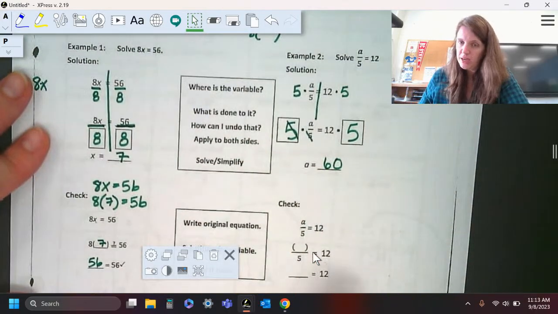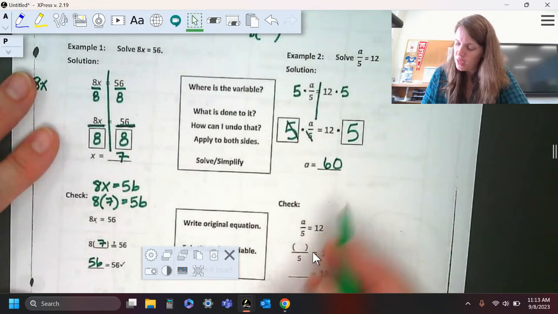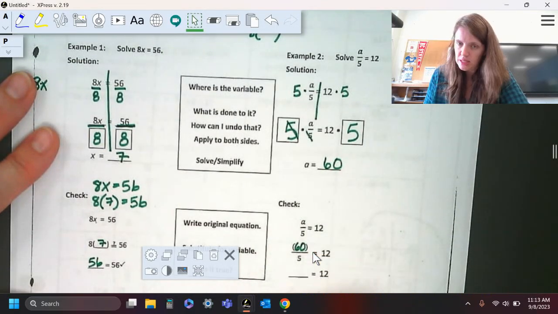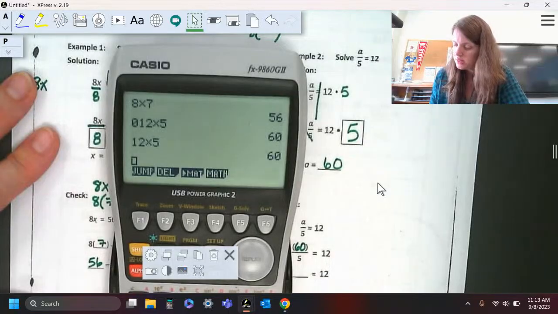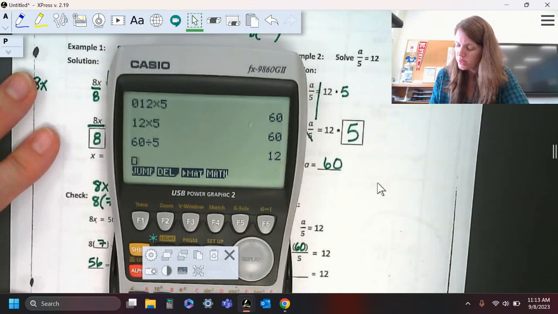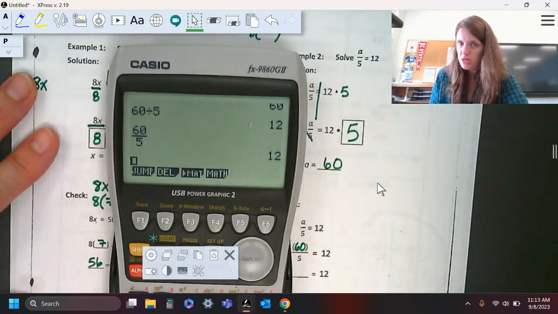Well, now let's check. A divided by 5 is equal to 12. Well, A, we are saying, is 60. So is 60 divided by 5 equal to 12? I don't know. Let's check. Does 60 divided by 5 equal 12? Or 60, if you use your fraction button, you can even write it like this. 60 over 5 is equal to 12.